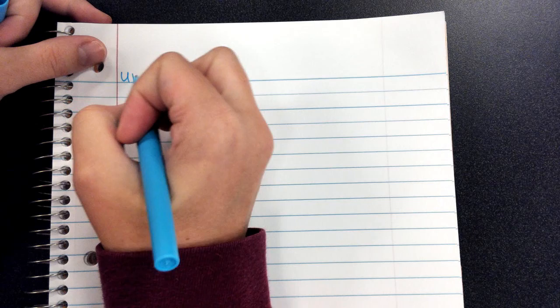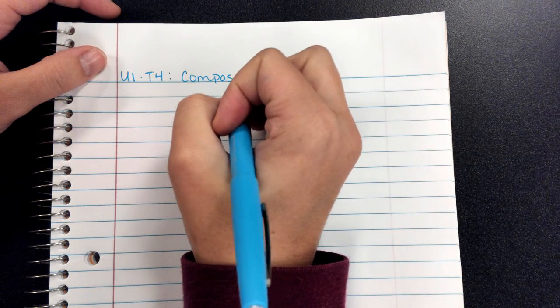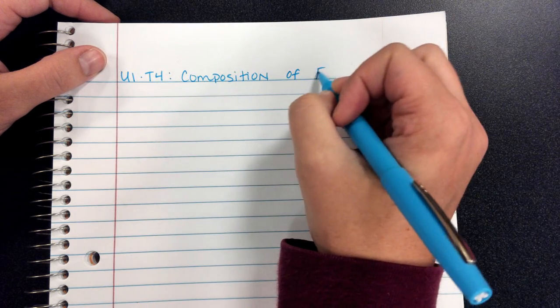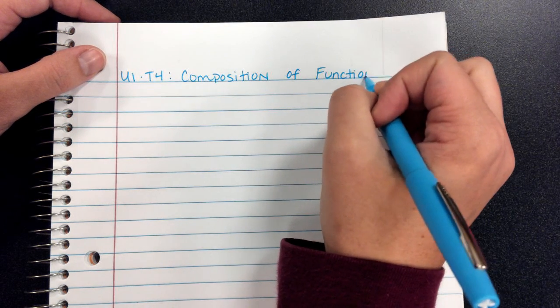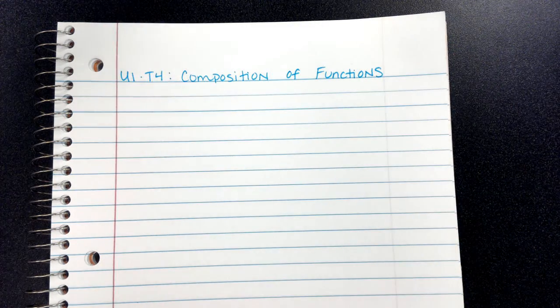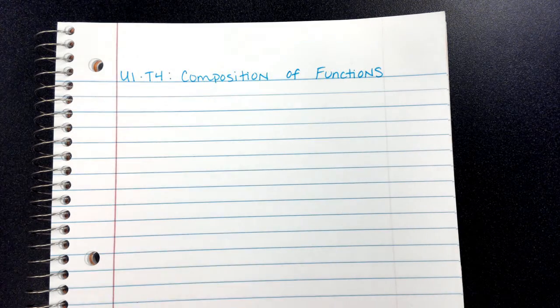So at the top of your paper, this is Unit 1, Topic 4. Yesterday we did operations. Today we're doing what's called composition. It might look confusing at first, but it is not any different than what we did yesterday. The only difference is instead of putting in a number, I'm putting in an expression. So instead of putting in a number 2, I might be putting in x plus 2. Okay, but we're going to break it down.